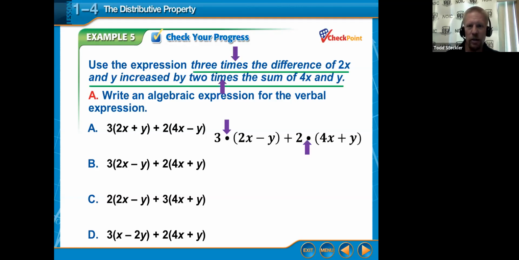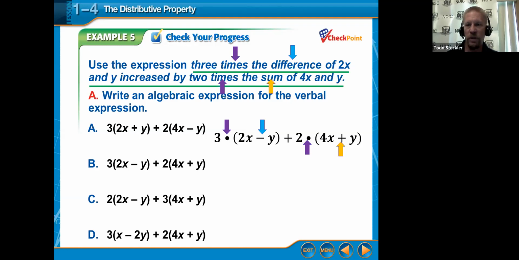We see the verb times, and so we put the raised dot for that symbol, 3 times and also 2 times. Notice that we are multiplying 3 by something that has 2 terms, so we have to use parentheses. And the same thing with the 2, it's being multiplied by something that has 2 terms, so we use parentheses. We see the word difference, so that means a subtraction. And we see the word sum, which means an addition.